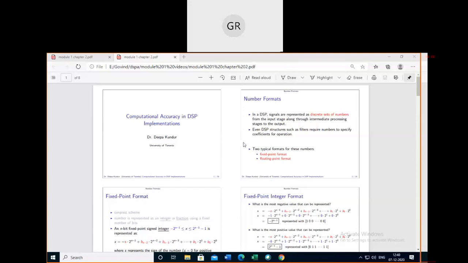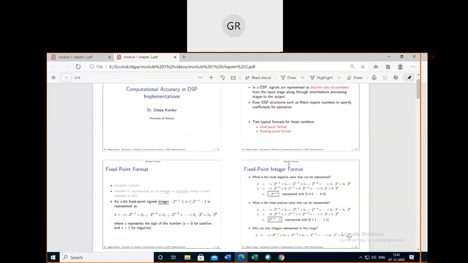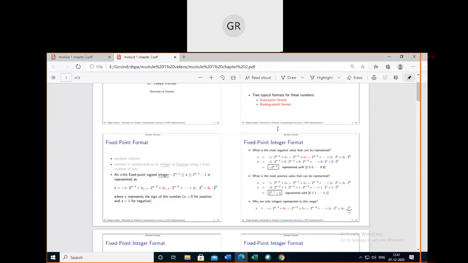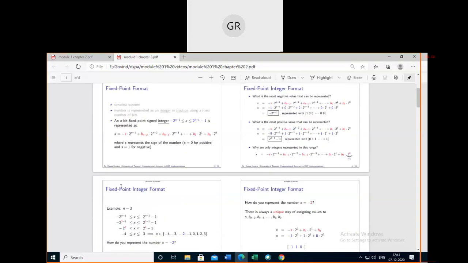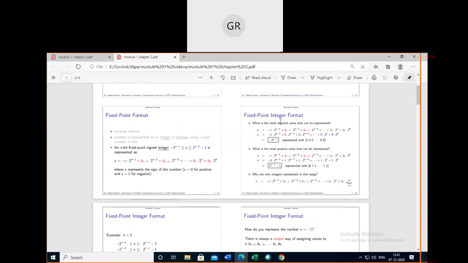In the previous class, we were discussing computational accuracy in DSP implementation. Here I will discuss number formats. There are two types of number formats: one is fixed point format, and the other is floating point format. Again, we classified the fixed point format as fixed point integer format and fixed point fractional format. For the fixed point integer format, we already know the number representation format.